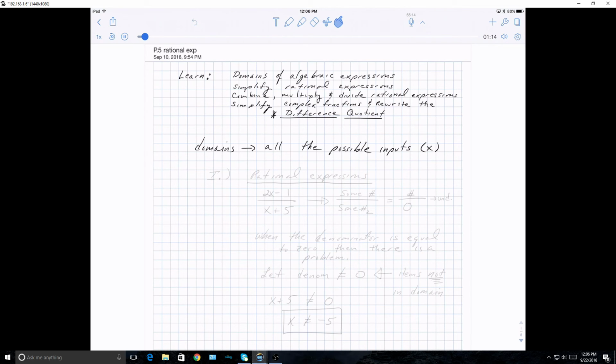Well, let's start out with the worst case scenario, the rational expressions. So let's start out with the first case here. And we'll start with the worst one, the rational expressions. Jeez. Okay. So, take for example, say, I don't know, 2x minus 1 over x plus 5. Now, this is a rational expression. It's a polynomial over a polynomial.